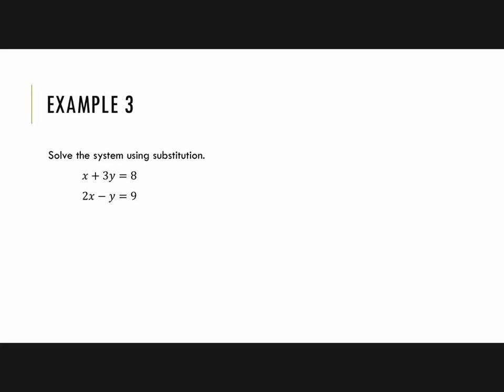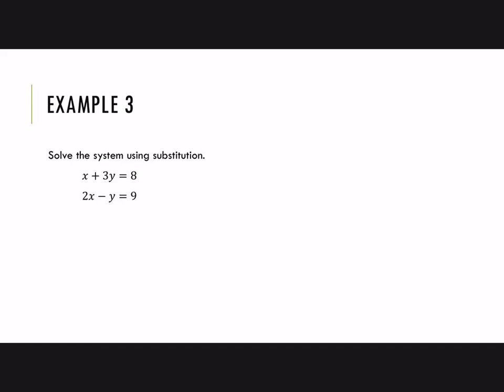All right, so here's the first one: solve using substitution. What we're trying to do is find the single point that makes these two equations true. On a graph, that looks like the point where the two lines represented by these equations intersect. So what you want to do is solve one of these equations for one of the variables, either x or y.